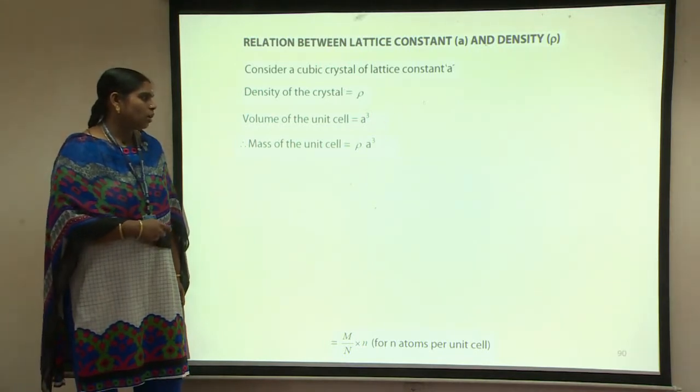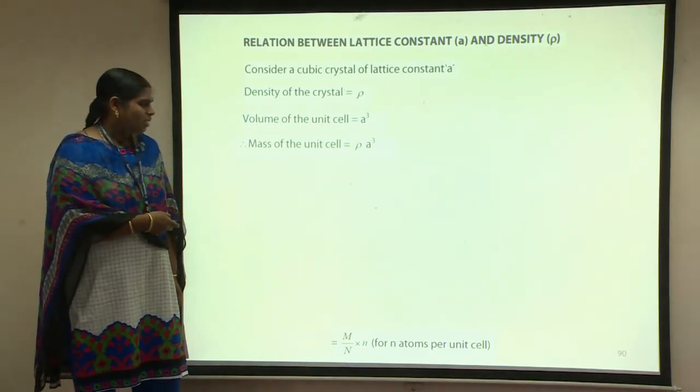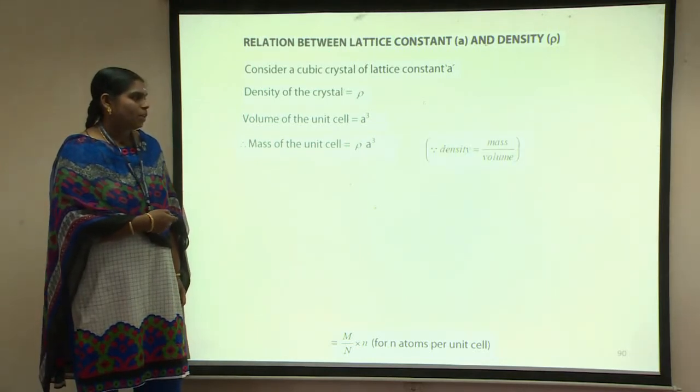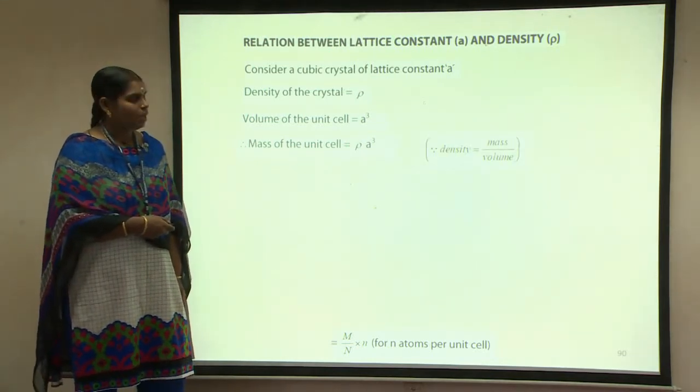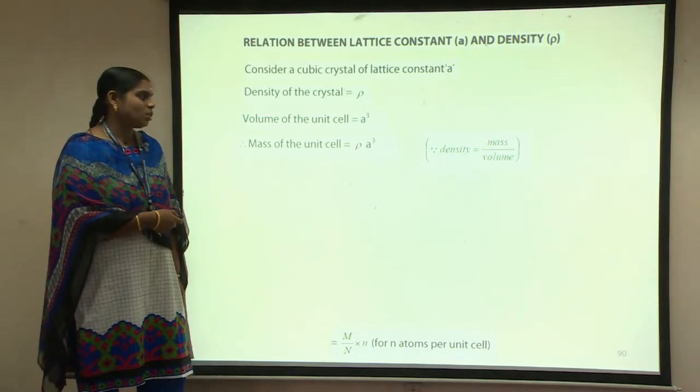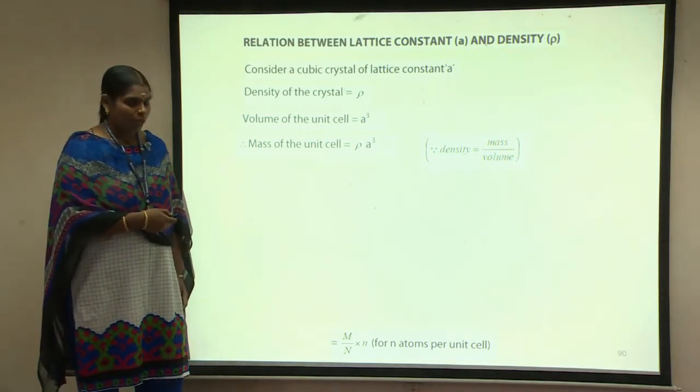So as we all know, how can we find the mass? Density is equal to mass by volume. So from that we can find the mass of the unit cell, which is rho A cube.